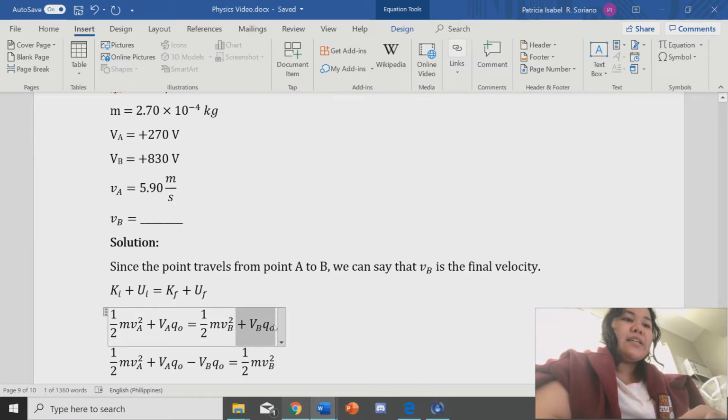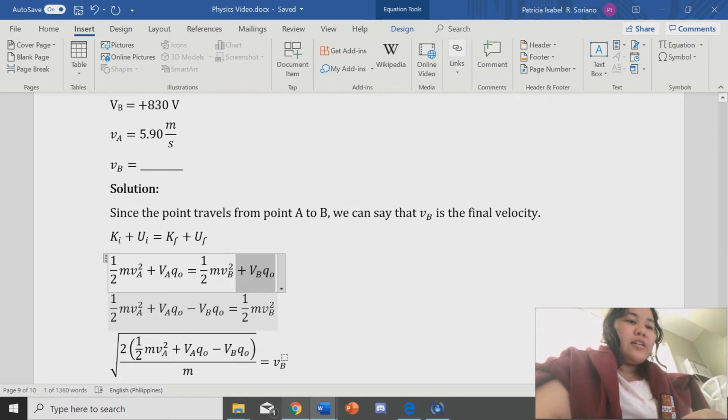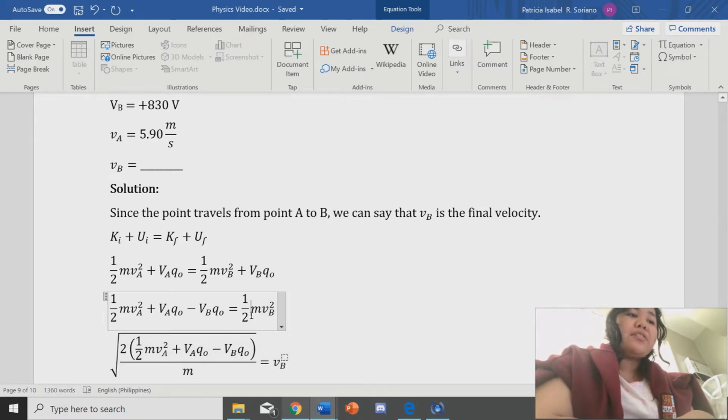And by transposing this VB Q to the other side, we can isolate V squared B along with 1/2 m multiplied to it. So we have to multiply both sides by 2, like this. Multiply that by 2 over there. So that's why we have it over here now. Then divide both sides by m over here.